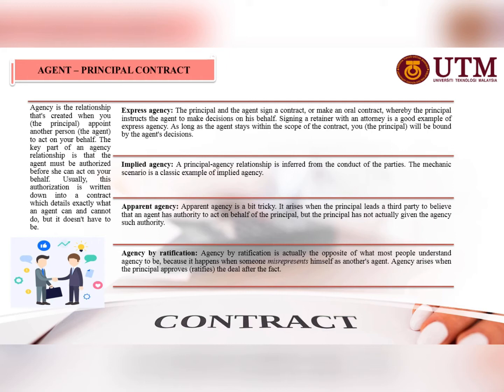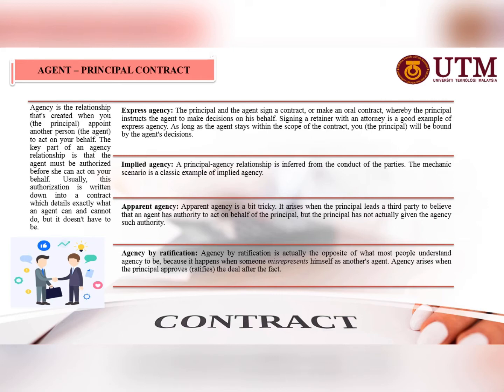The principal-agency relationship is created in one of four ways, which are express agency, implied agency, apparent agency, and agency by ratification. As for the express agency, the principal and agent will sign a contract or even make an oral contract whereby the principal instructs the agent to make decisions on their behalf. Here, the agents will do any work that the principal orders them to do. Signing a retainer with an attorney is a good example of an express agency. In this type of agency, as long as the agent stays within the scope of the contract, the principal will be bound by the agent's decisions.